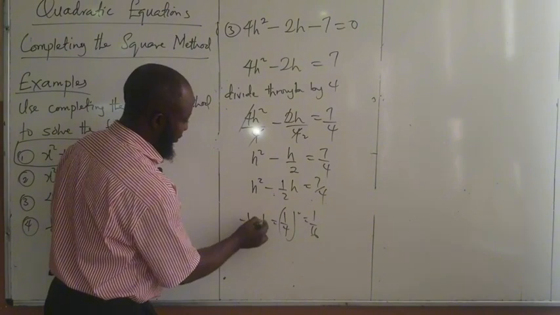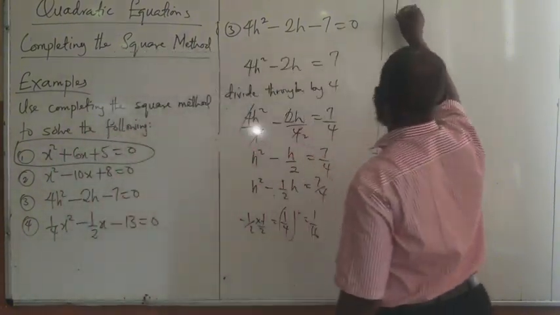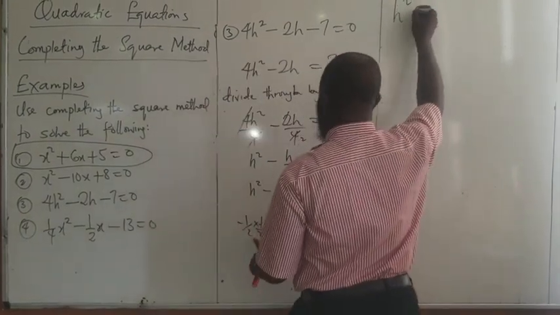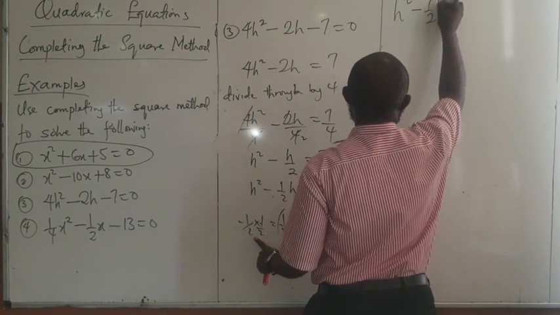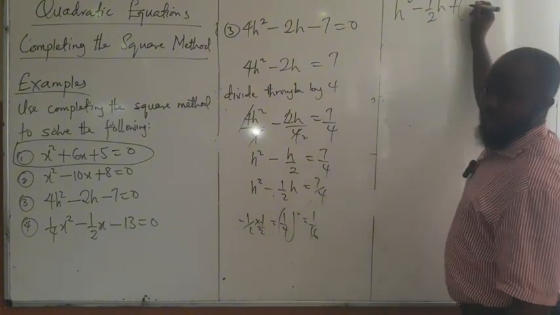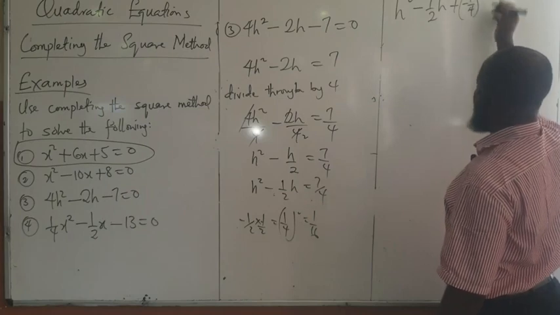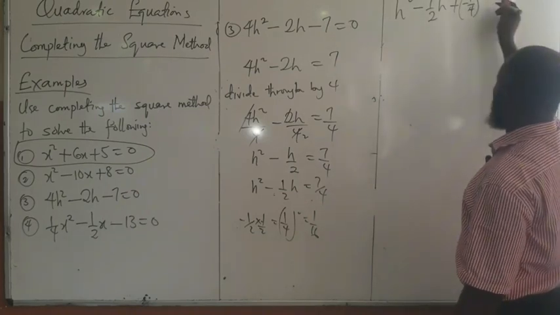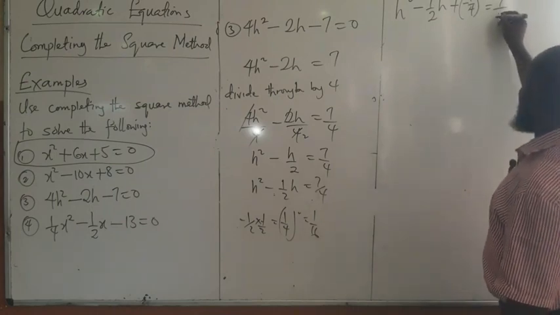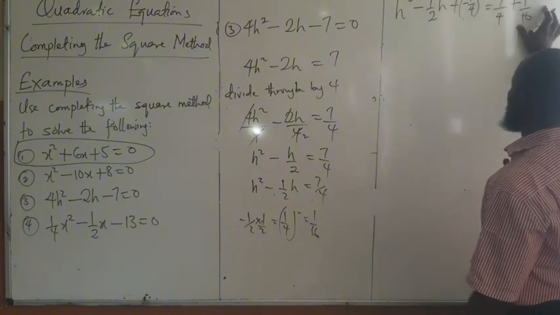Don't forget it is minus, minus, minus. So this is going to give us h squared minus half of 8 plus, look at what we're going to do, that will be minus 1 over 4 squared, minus 1 over 4 squared equals 7 over 4 plus 1 over 16, because this one will give me 1 over 16.